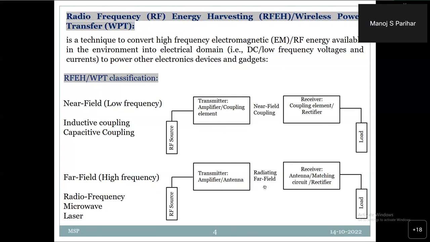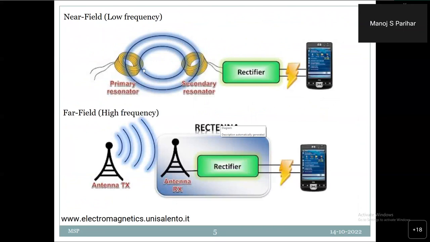So if you see it visually, this is the near field or low frequency energy harvesting. We have the primary resonator or coil, then this is your core, then your secondary resonator or secondary coil. Then this will be converted to DC through the rectifier. Then you can power your device.